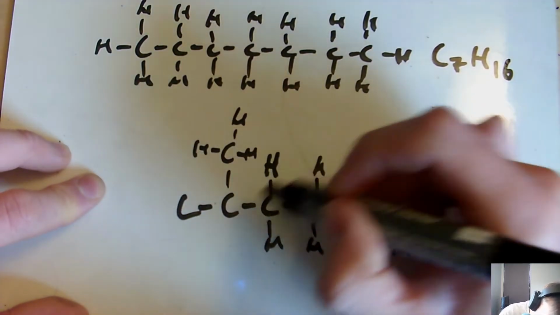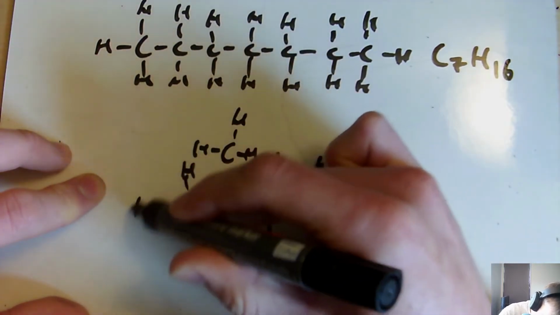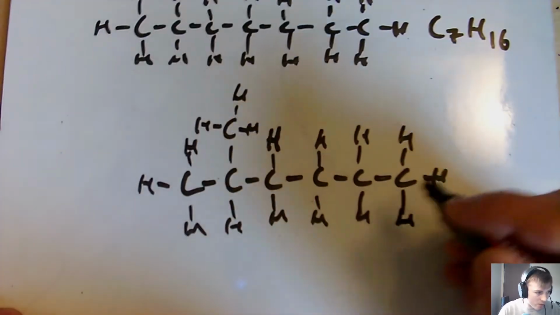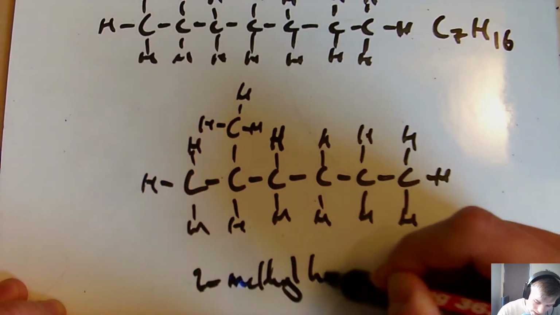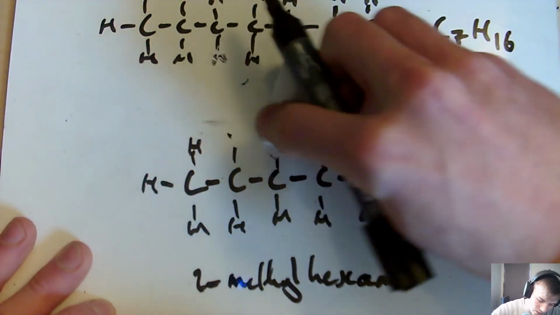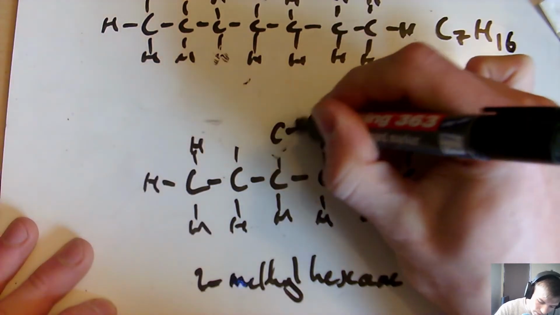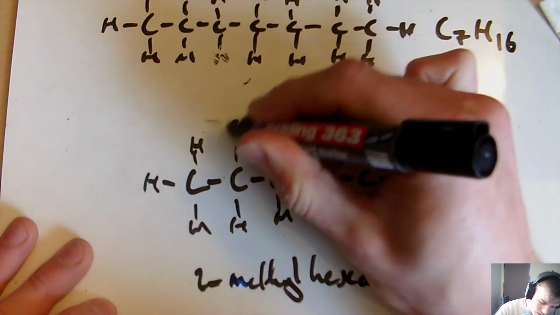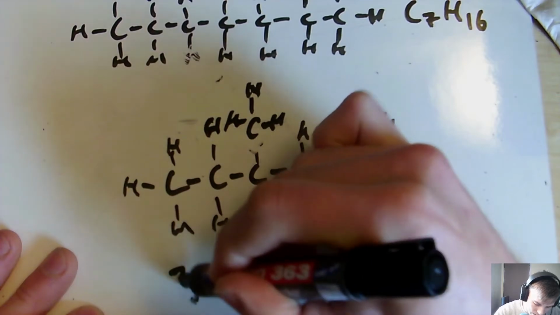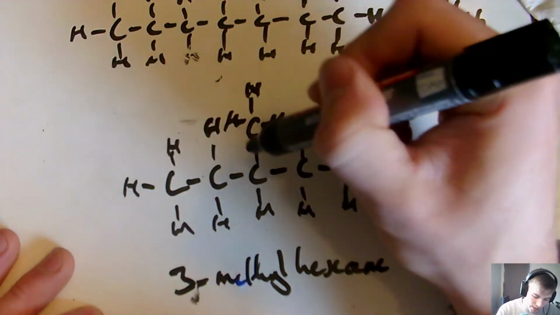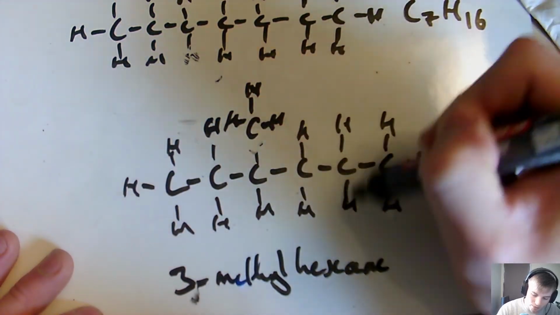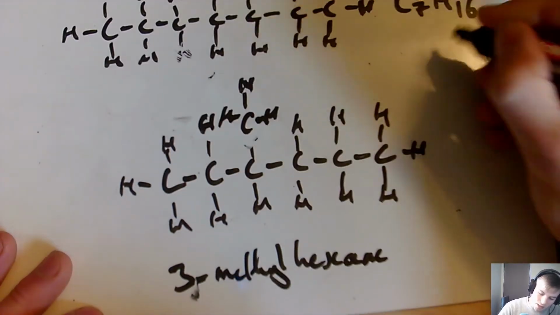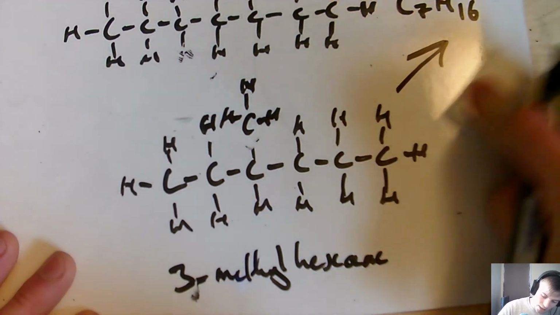Sorry, my H's are looking horrendous. Okay, so there we have 2-methyl-hexane. If I just change this up a little bit, I can get it to become 3-methyl-hexane, which again is an isomer, because we can check this. So 1, 2, 3, 4, 5, 6, 7, 8, 9, 10, 11, 12, 13, 14, 15, 16. Okay, same again. Lovely. Take that off.